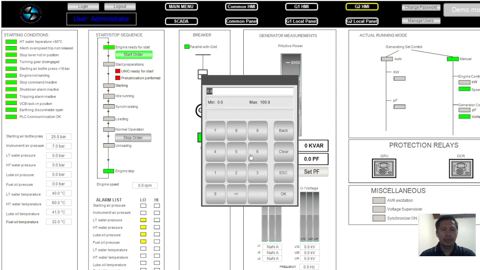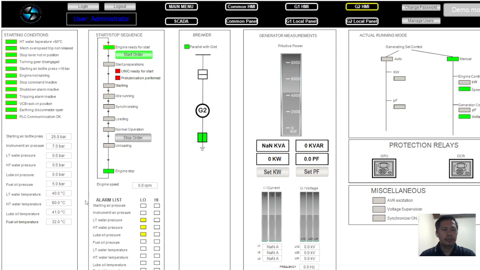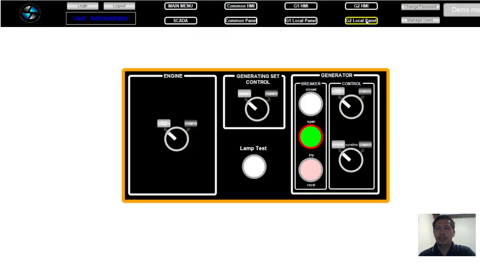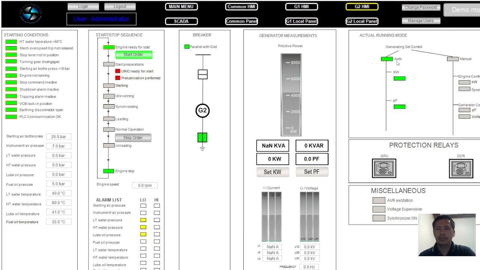The fuel pressure is 5 bars. So the fuel pressure, later when the engine is running, okay. So we'll accomplish this after the engine will run as part of the simulation. So now we'll set this to auto. Yes, local panel. So here auto. So now it's in auto mode.